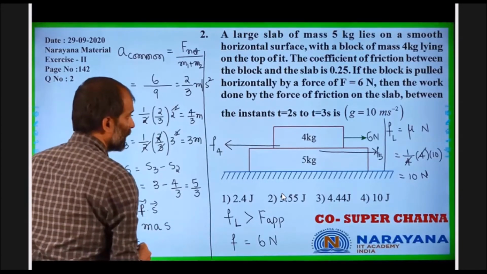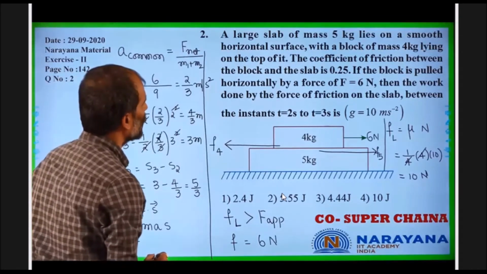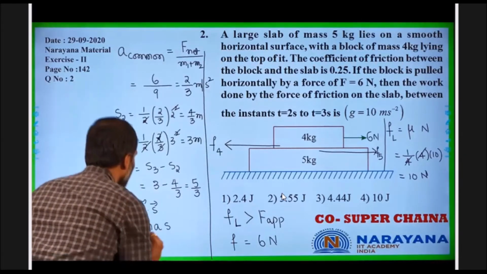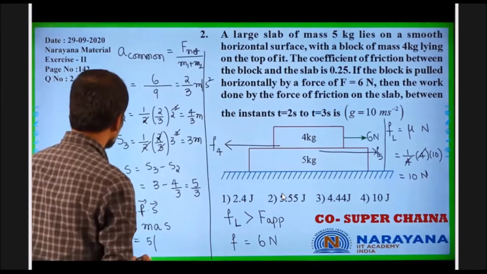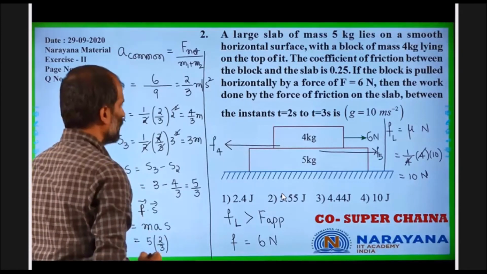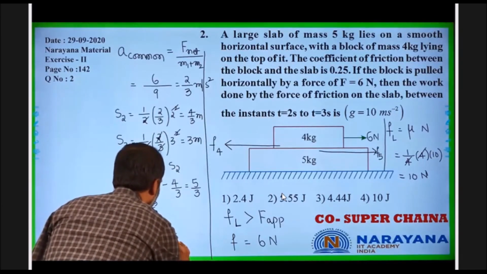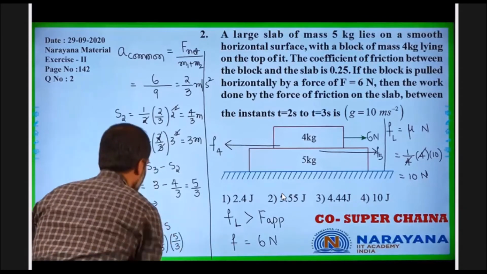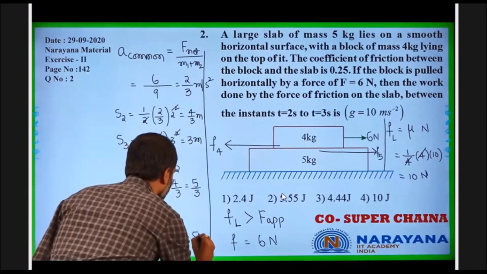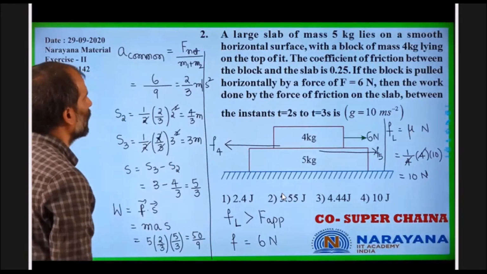Mass over here is 5 kg, so mass into acceleration, which is 2 upon 3, into the displacement, which is 5 upon 3. So it is 25... 50 by 9 here, 50 by 9.